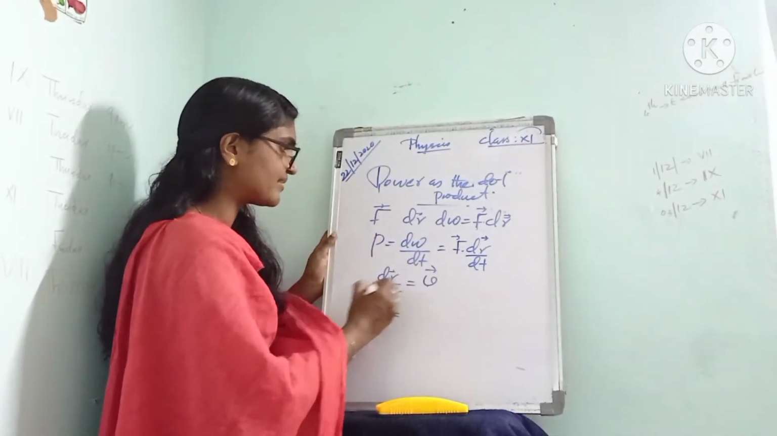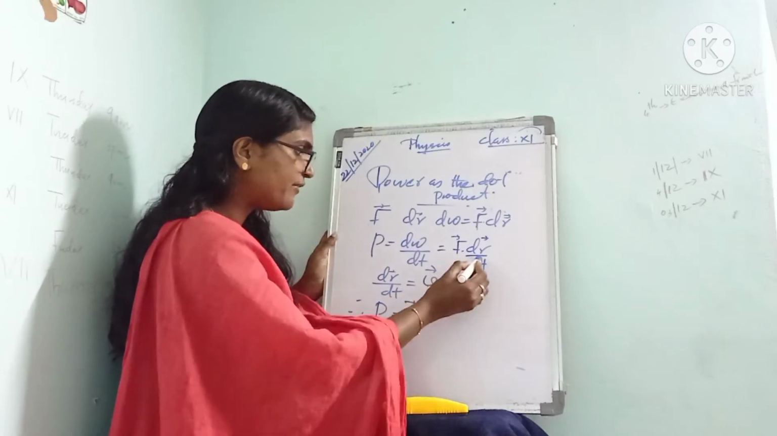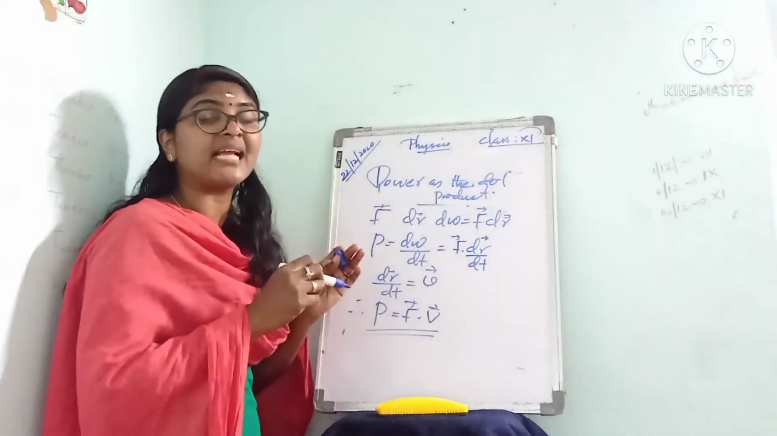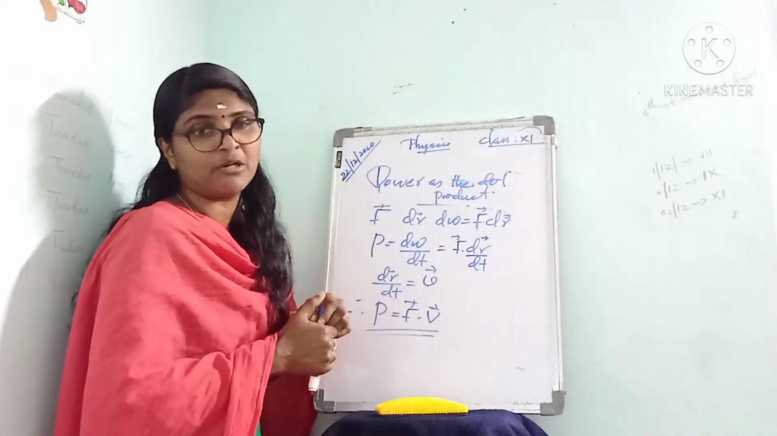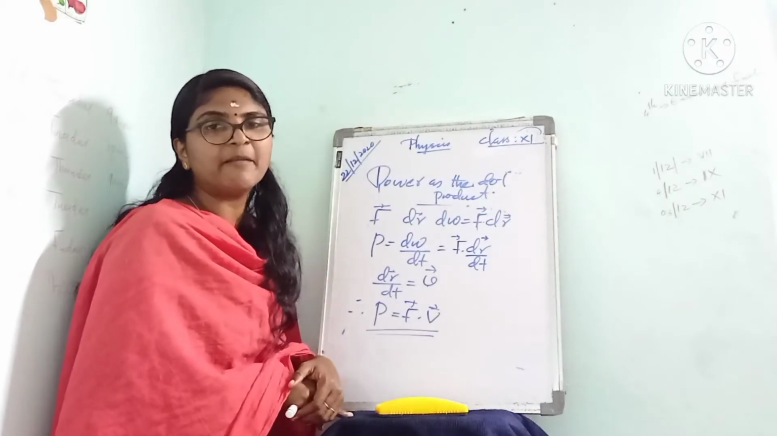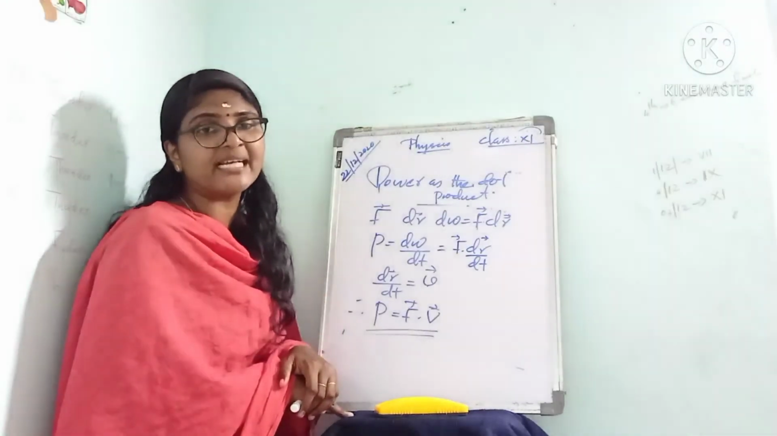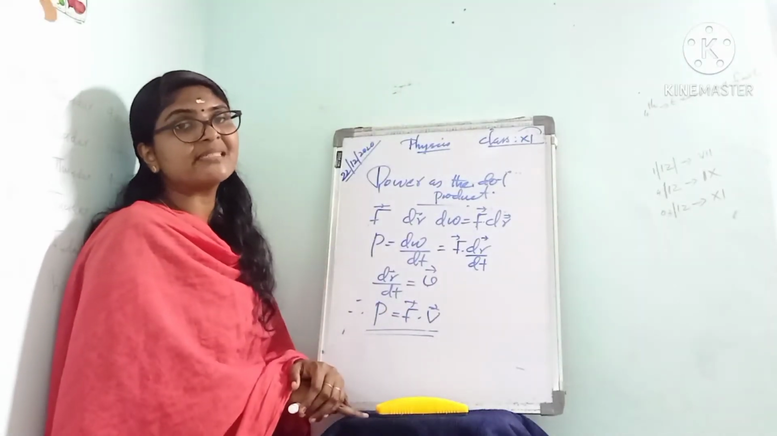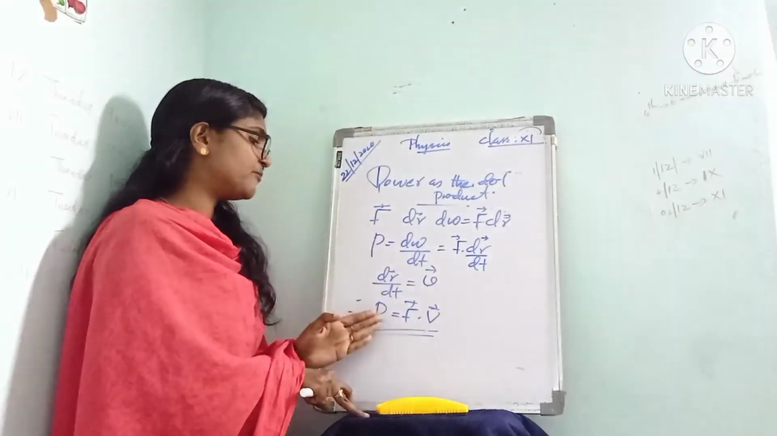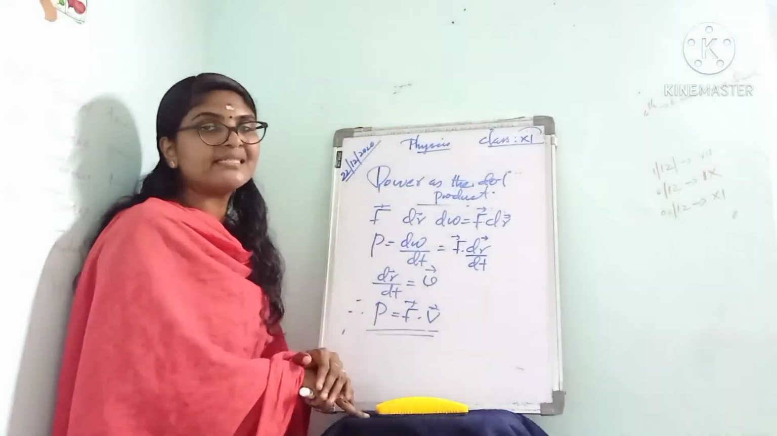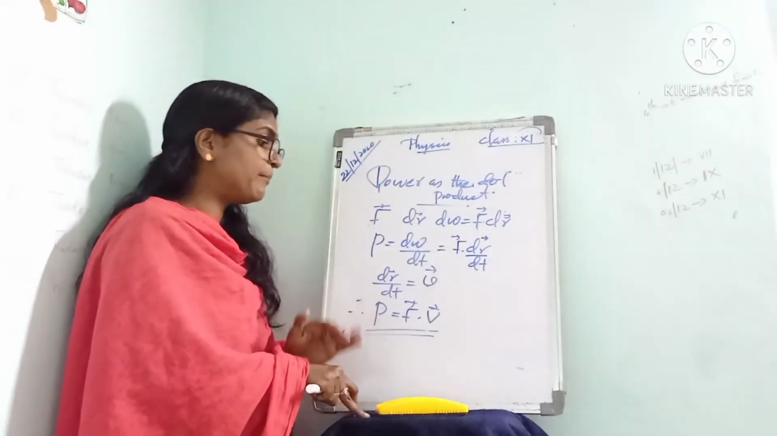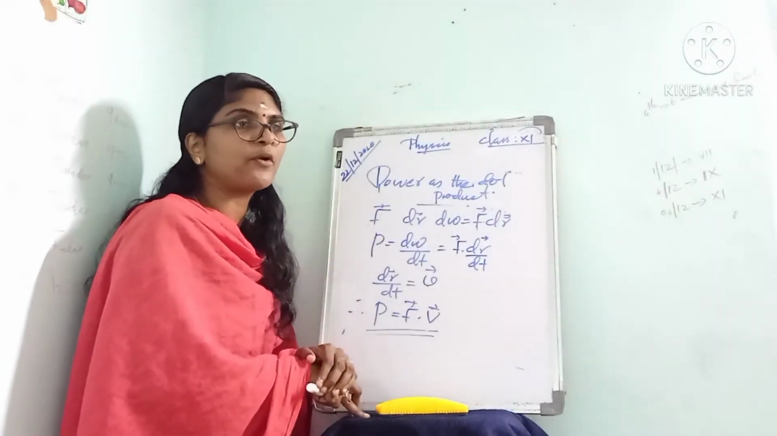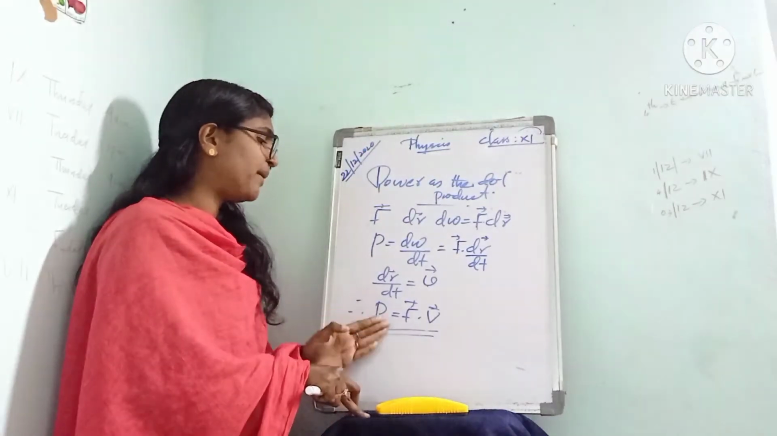Therefore, P can be expressed as F dot, and instead of dr by dt, we can write velocity v. So the instantaneous power can be expressed as the dot product of force and instantaneous velocity, that is P is equal to F dot V. Listen, it is a very important relation: power as the dot product of force and velocity.